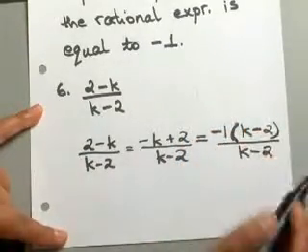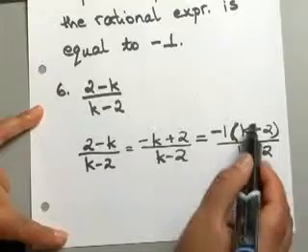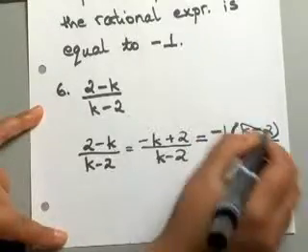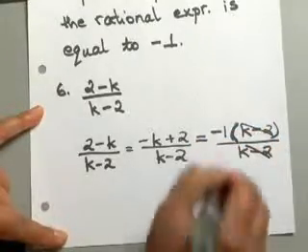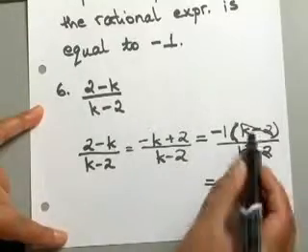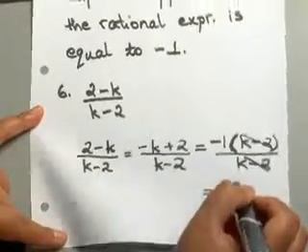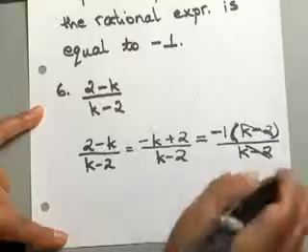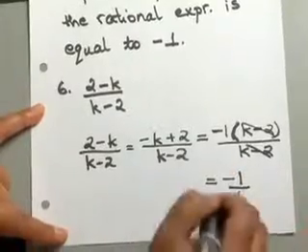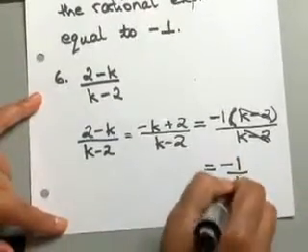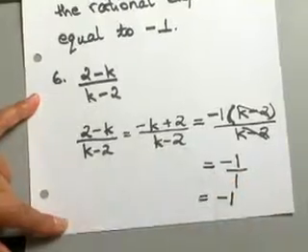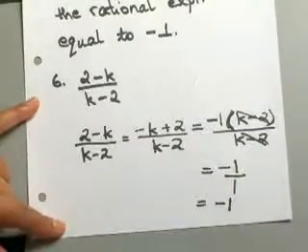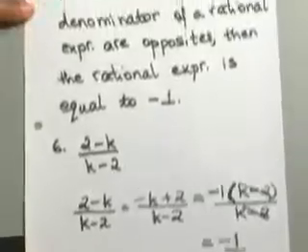Once I did that, you have k minus 2 common between your numerator and denominator, so you can go ahead and cancel those out. And all you are left with is a -1 on the numerator and a +1 on the denominator, which is the same thing as just saying -1.